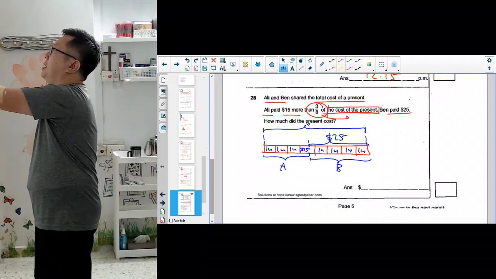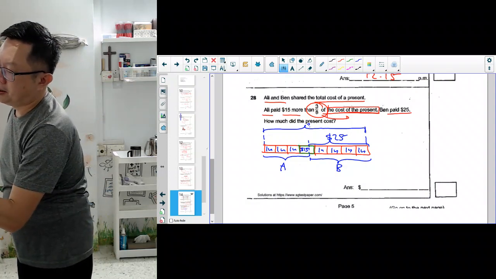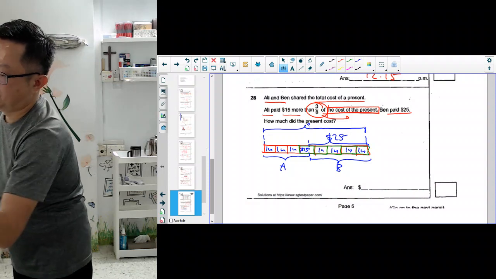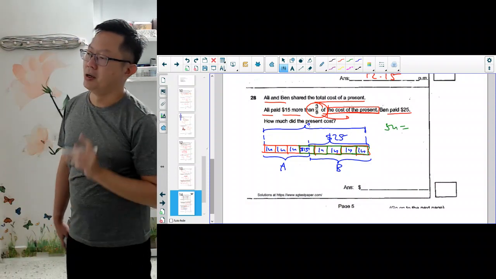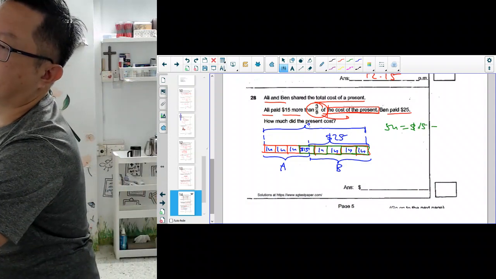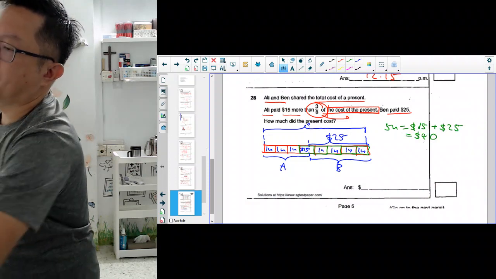Can you see how many units there are? So I have 1 unit, 2, 3, 4, and 5. So there are 5 units, which is equal to how much? Which is equal to $15 plus $25, and that will give me 40. So my 5 units is 40.